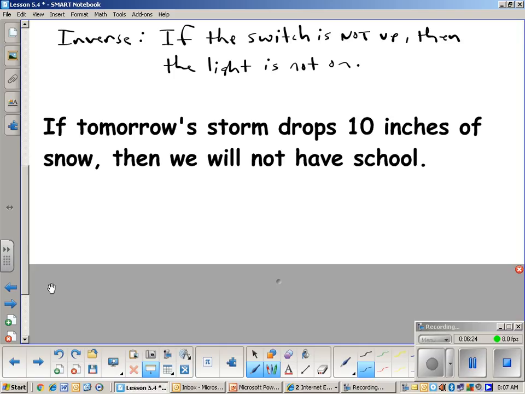It says, if tomorrow's storm drops 10 inches of snow, then we will not have school. Okay, so inverse. Let's just avoid arguing. Let's say that we say this is a true statement.